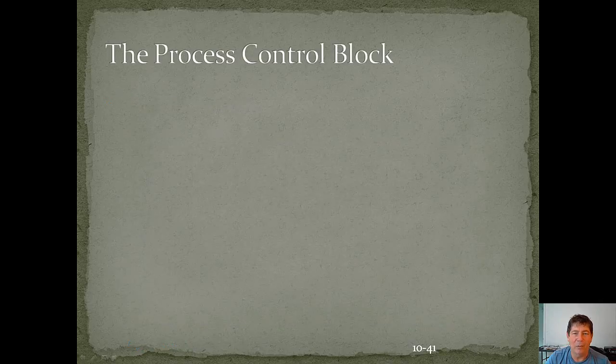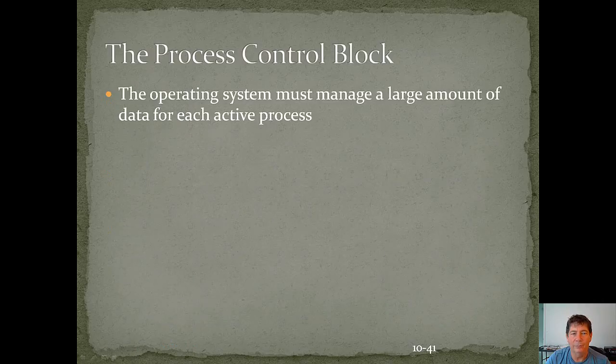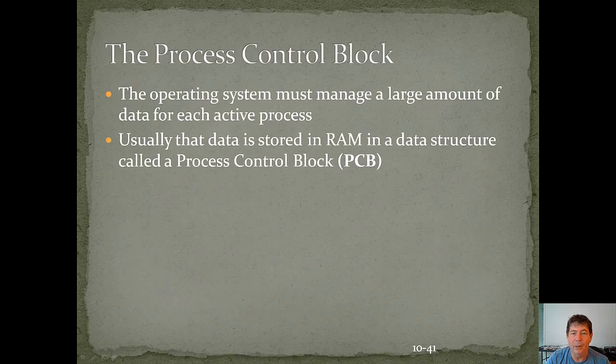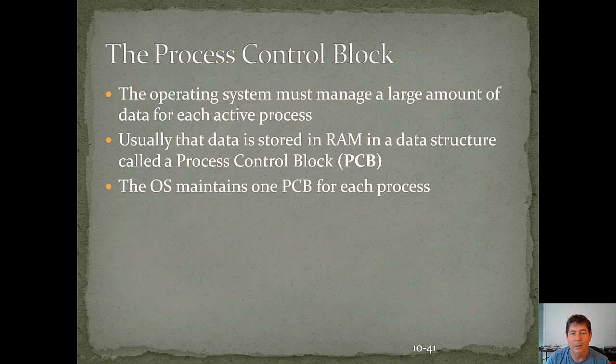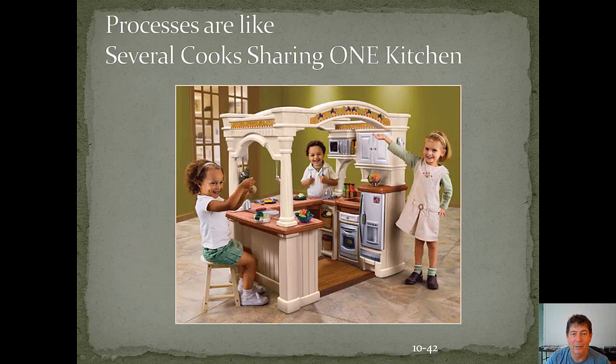So now let's talk about the process control block. The operating system must manage a large amount of data for each active process. Usually that data is stored in RAM in a data structure called a process control block. The OS maintains one PCB for each process. Processes are like several cooks sharing one kitchen.